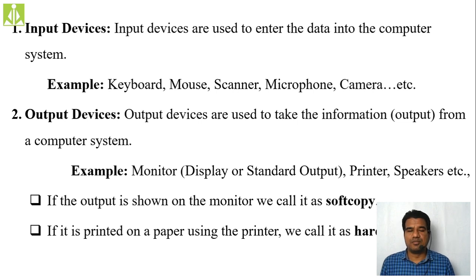So like this, input devices we discussed, output devices we also discussed. As I said, if the output is shown on the monitor or on the mobile screen, we call it a soft copy. And if the output is printed on paper with the help of a printer, we call it a hard copy.